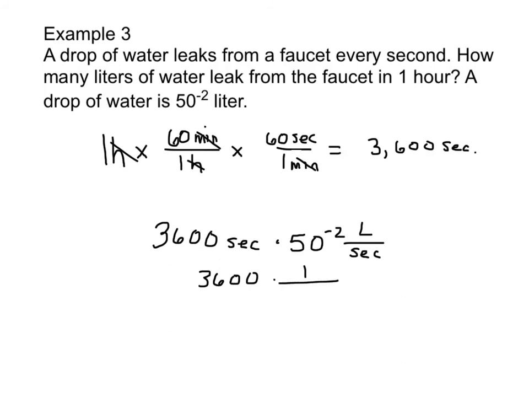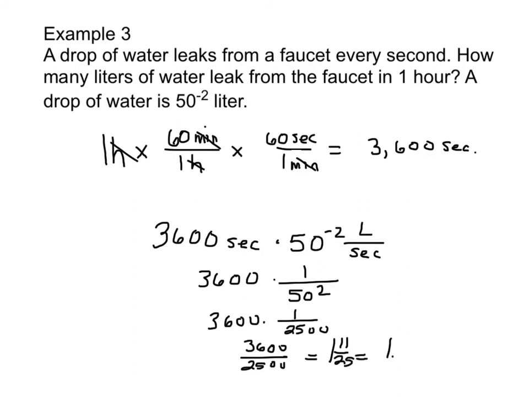It becomes 50 squared on bottom, 1 over 50 squared, which gives us 3,600 times 1 over 2,500, which gives us 3,600 divided by 2,500, which is equal to 1 and 11/25, which is equal to 1.44 liters. So 1.44 liters of water leaked from the faucet in 1 hour.